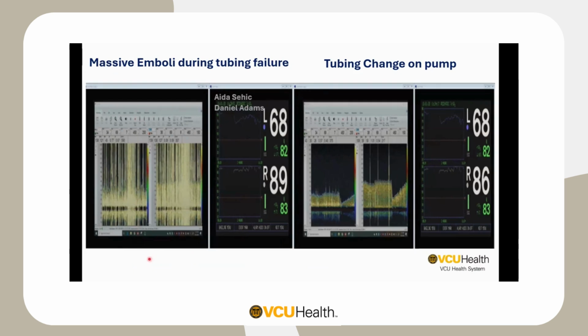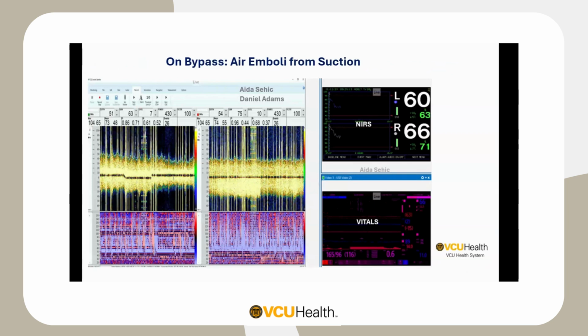Teamwork: immediately, we intervened within 3 to 4 minutes. Everything was fixed. On this part of the slide, you can see the change of the tubing, which was the source of the emboli, and emboli were eliminated. Another case of bilateral emboli, this was from suction from the surgical field. No other changes, no systemic changes, this would not be recognized.